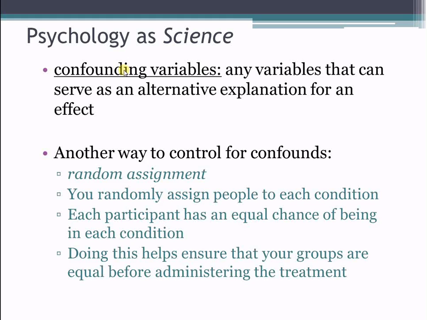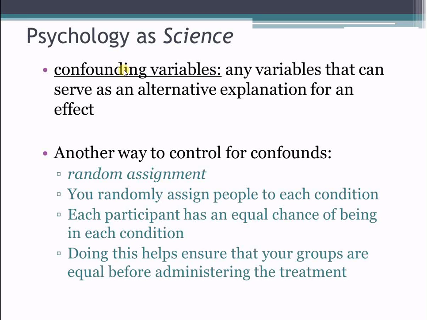These are any variable that systematically varies with the independent variable and can serve as an alternative explanation. By systematically vary, I mean, in the original example, 2 cups of coffee versus nothing, right? The people in the 2 cups of coffee group got the caffeine, but they also always got hot water. And the people in the no caffeine group always got nothing, right? And so that systematically is different between those 2 groups.